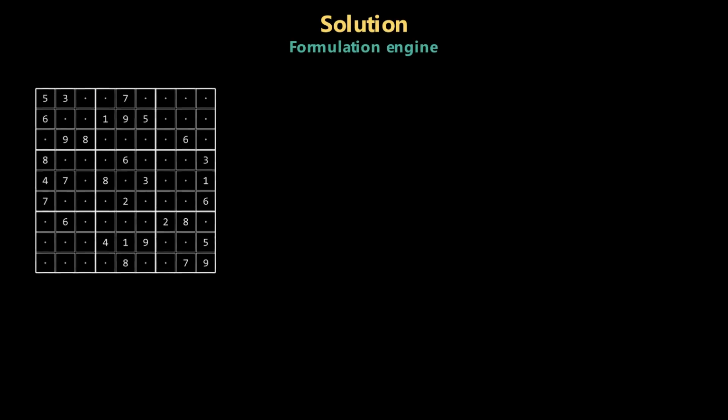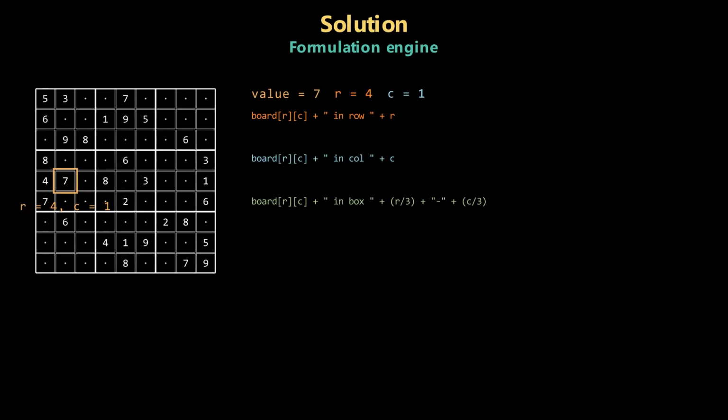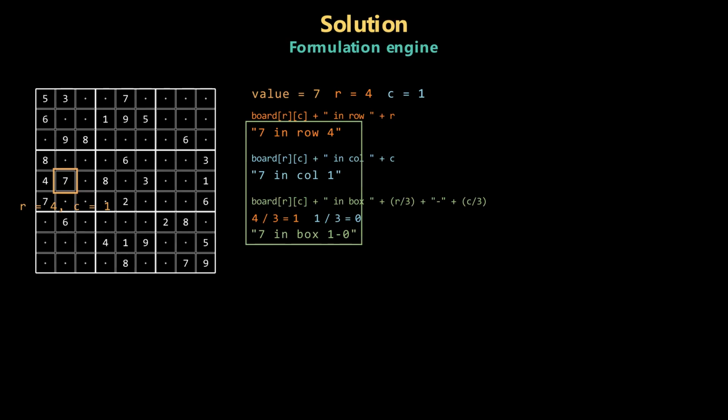When we land on an actual digit, like this 7 at row 4, column 1, we instantly construct 3 unique security strings. We plug the character and indices straight into our code templates, generating 7 in row 4, 7 in column 1, and by running our fast divide by 3 bucketing math, 7 in box 10. These 3 strings perfectly describe the entire legal jurisdiction of this specific cell.